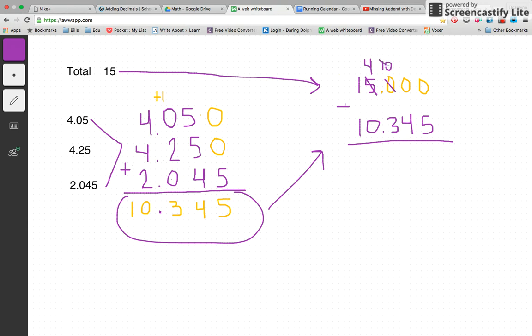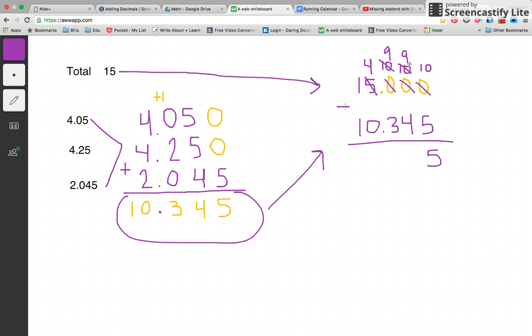I need to regroup my 10 tenths into 9 tenths and 10 hundredths. Since I still have 0 thousandths here, I'm going to need to regroup from the hundredths, giving me 9 hundredths and 10 thousandths. Now I'm able to subtract from the thousandths place. So 10 thousandths minus 5 thousandths equals 5 thousandths.